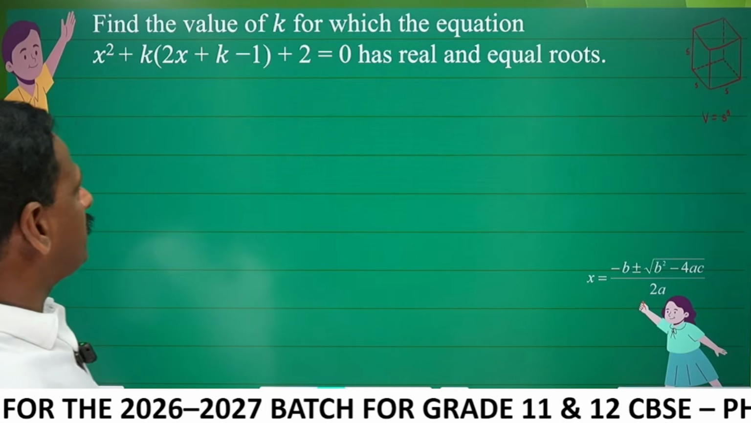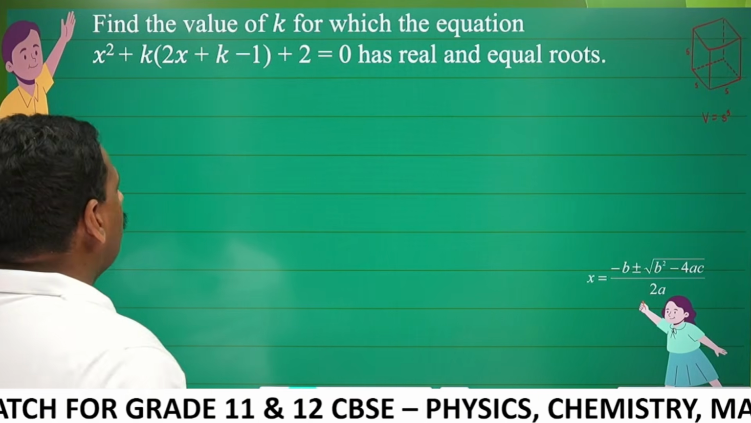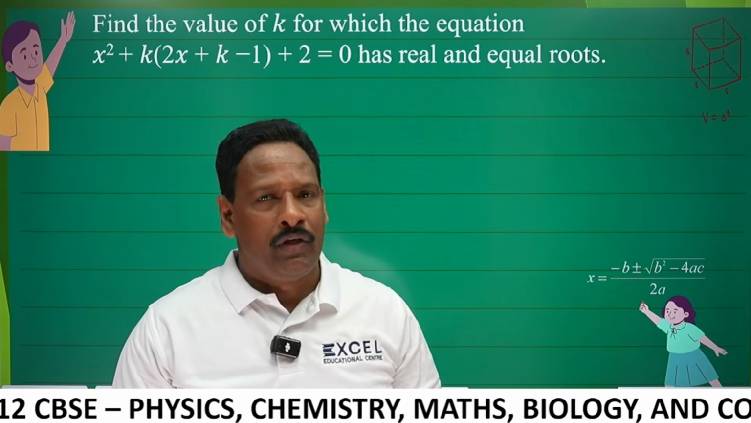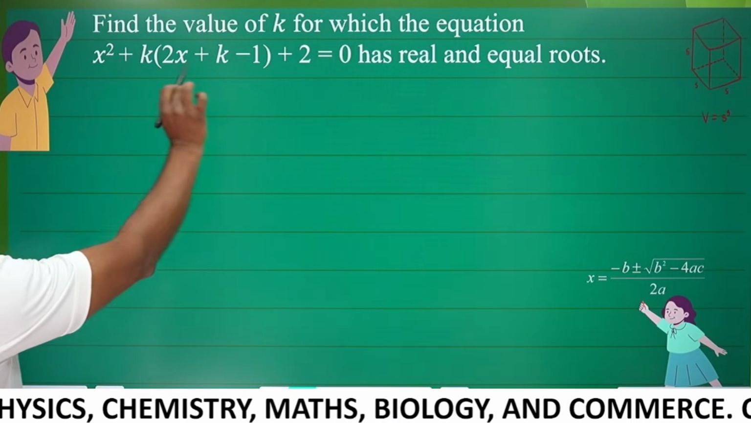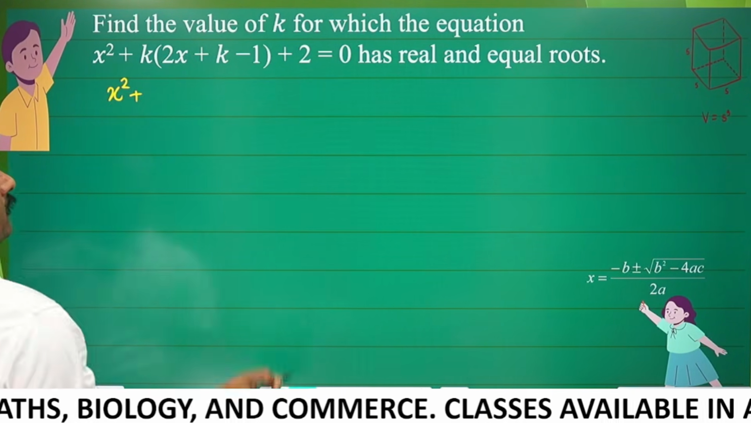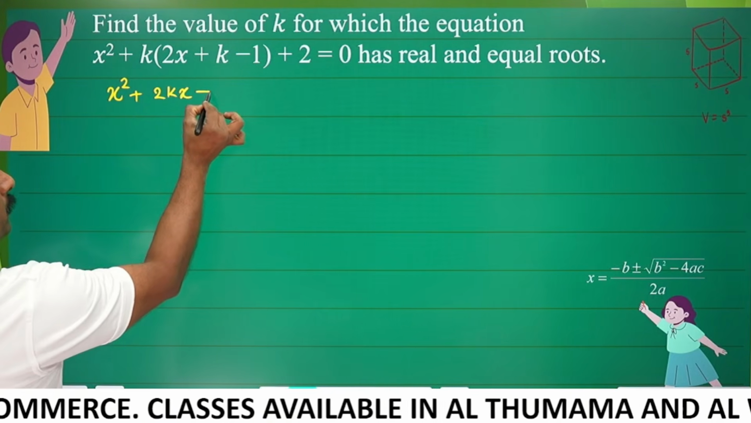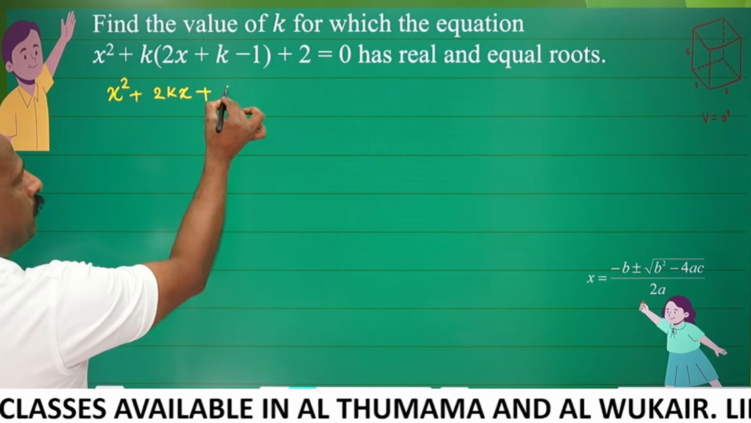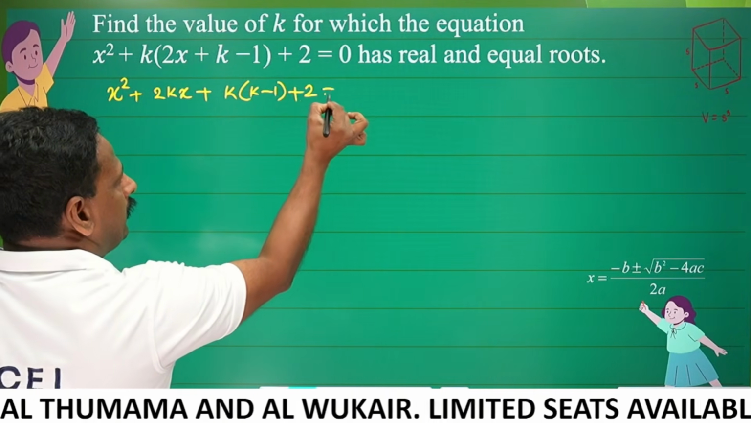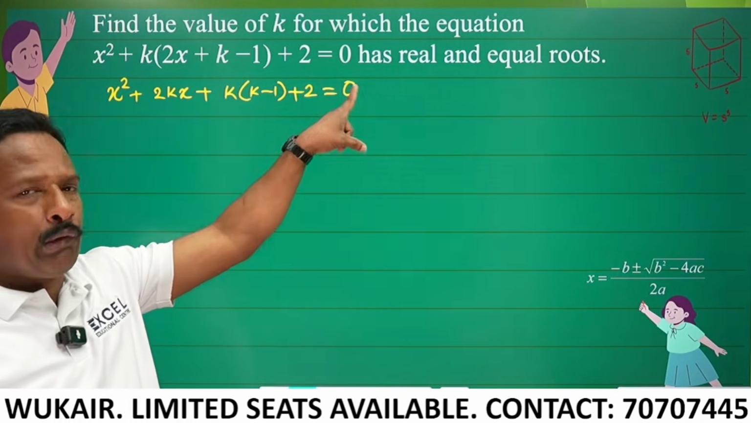So when we check this equation, you can see that this quadratic equation is not in standard form. So first we have to write this in standard form. Standard form is first there must be x square term, then next x term, then constant term equal to 0, right? So the first term is x square plus, here we will open the bracket. So once if you open the bracket, this will become 2kx plus, so these two when you multiply it will become k into k minus 1 plus 2 equal to 0.